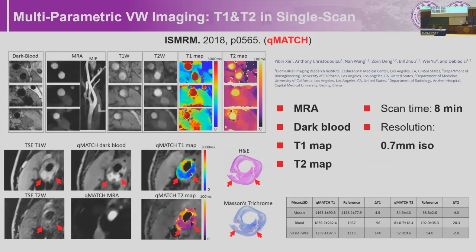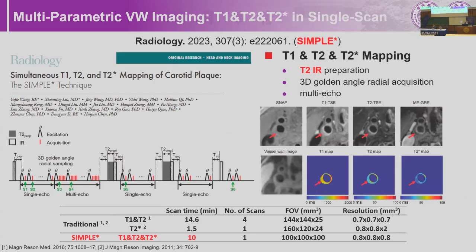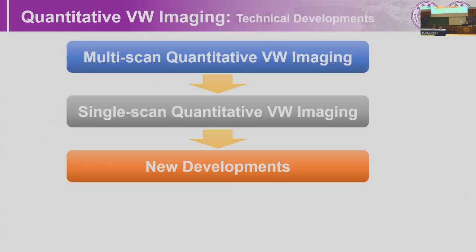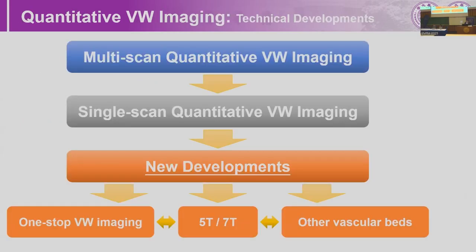And this is from Professor Xie Yibin. They have this Q match technique, which can actually provide T1 and T2 mapping from one sequence. Several years ago, our group developed this T1, T2, and T2 star quantification using one sequence for carotid plaque quantitative imaging. And lastly, I want to give some new developments.